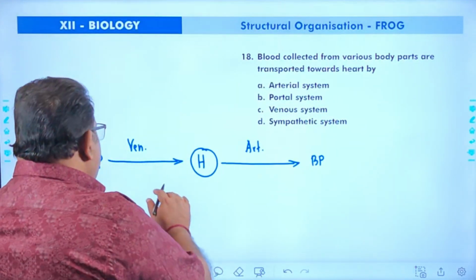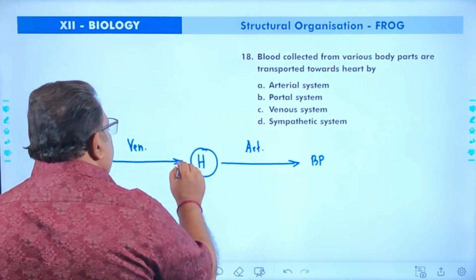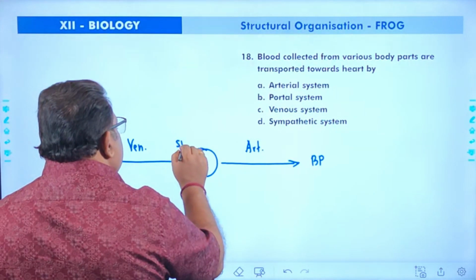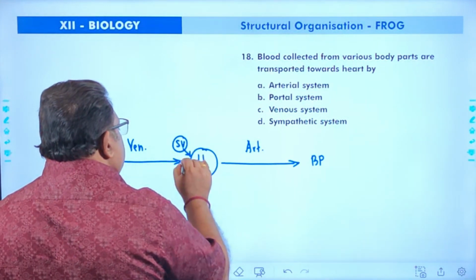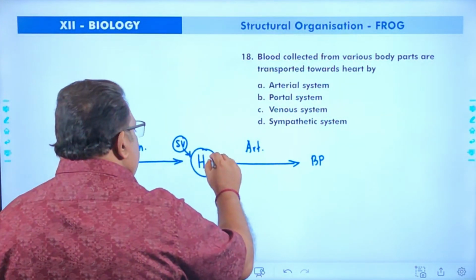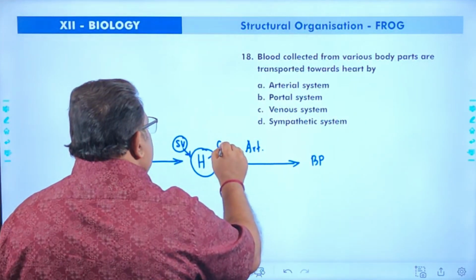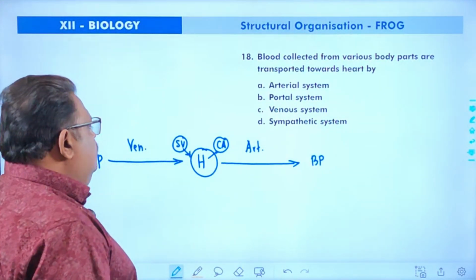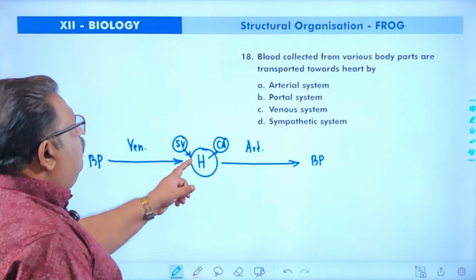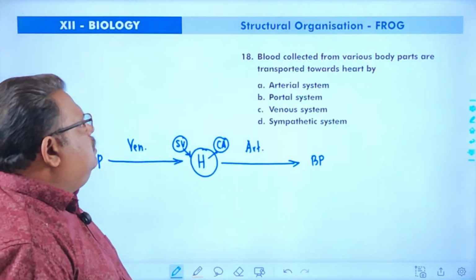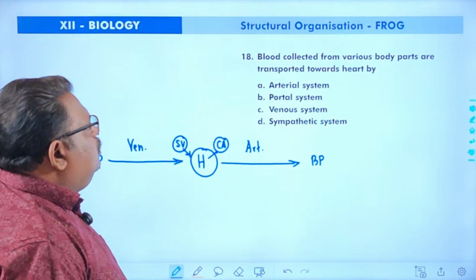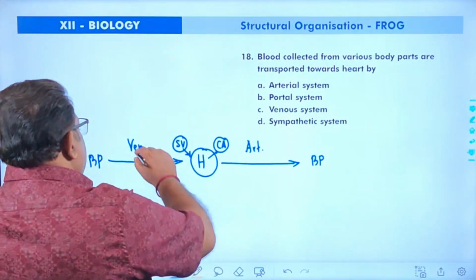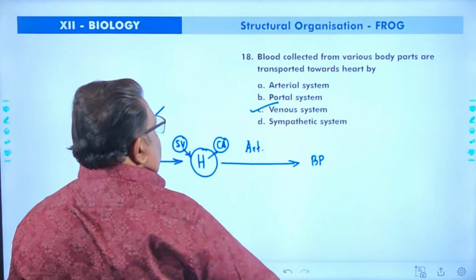So here the veins first of all open into sinus venosus. Sinus venosus enters into heart. Then from the heart, the blood first enters into conus arteriosus. From the conus arteriosus, the arterial system begins. So these are the junction points. So anyway, the blood collected from various body parts is transported towards heart by a system. That system is called venous system.